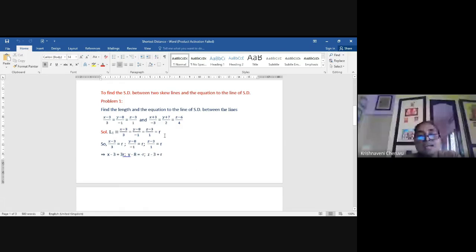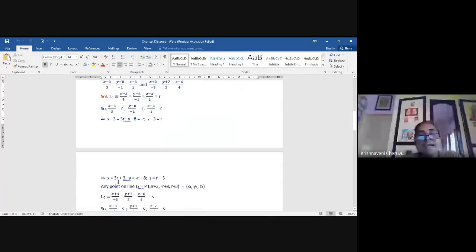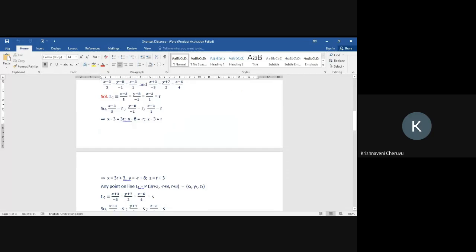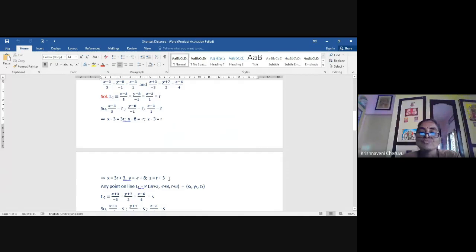Means (x minus 3) by 3 is equal to R, (y minus 8) by minus 1 is equal to R, (z minus 3) by 1 is equal to R. So that when you cross multiply, you will get x minus 3 is equal to 3R, y minus 8 is equal to minus R, z minus 3 is equal to R, from which you get x is equal to 3R plus 3, y is equal to minus R plus 8, z is equal to R plus 3.